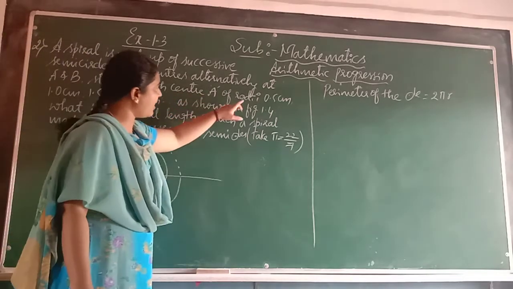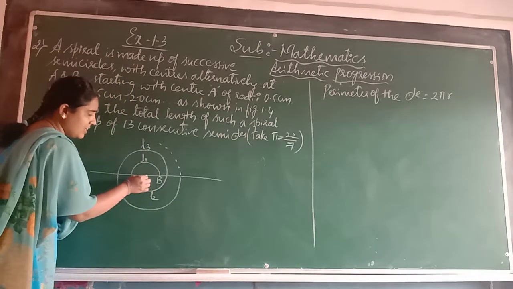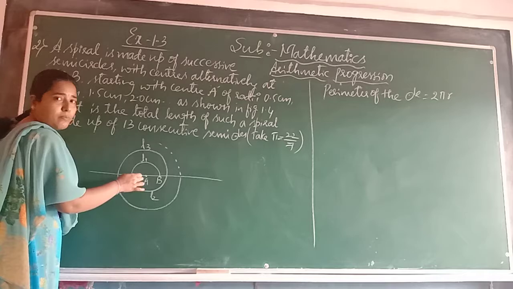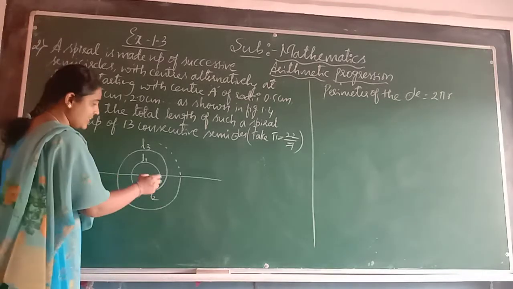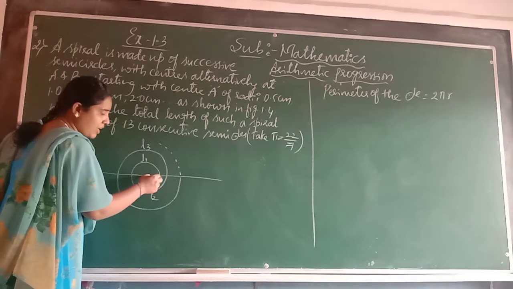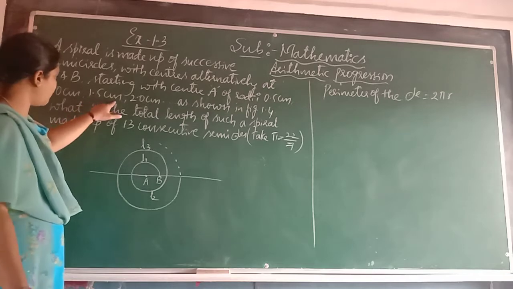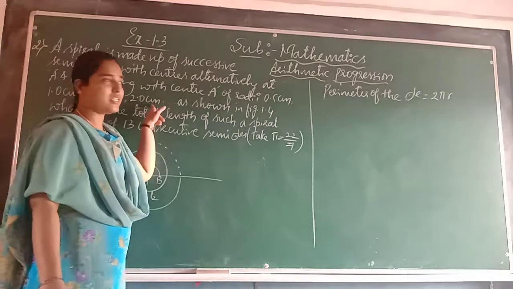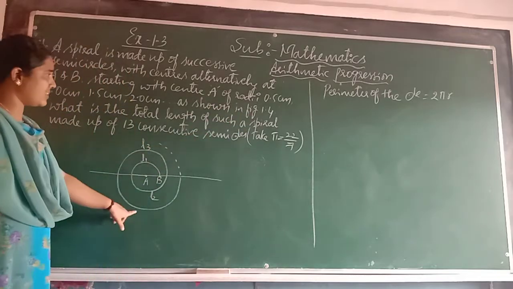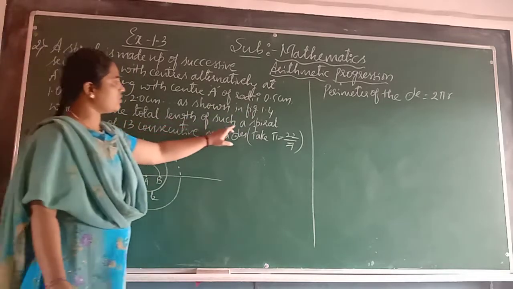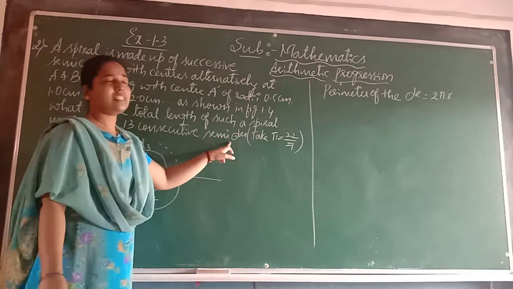Starting with the center A of radius 0.5 cm. With A as center, the radius of this will be 0.5 cm, and the radius of the second will be 1.0 cm, and like that consecutively 1.5 cm, 2.0 cm radius are given as shown in the figure. What is the total length of such a spiral made up of 13 consecutive semicircles?